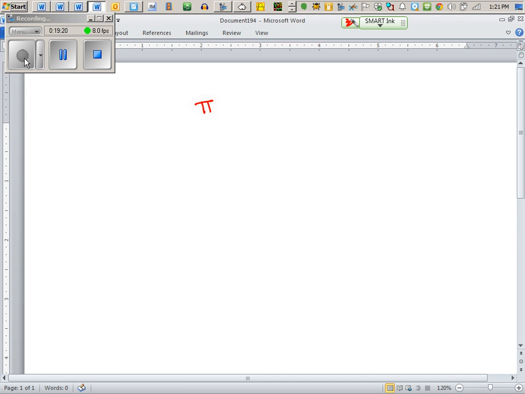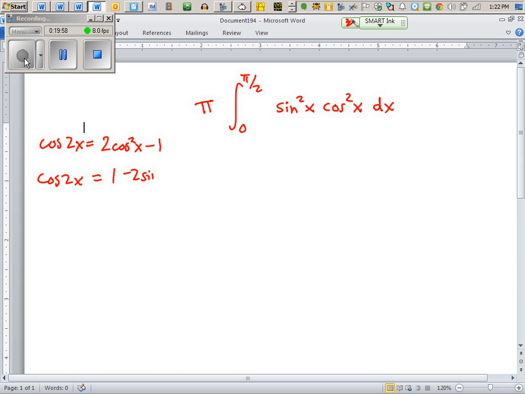Okay, so we're going to be doing this integral, and we have an awkward integrand, sine squared cos squared. There's an identity that can come to our rescue, and that is this one. Cosine of 2x equals 2 cosine squared x minus 1. Remember this identity? If you're in calculus, you might not remember this one, but it is a pretty important one. It's a double angle identity for cosine, and it has another version, cosine 2x equals 1 minus 2 sine squared. So these are going to come to our rescue.